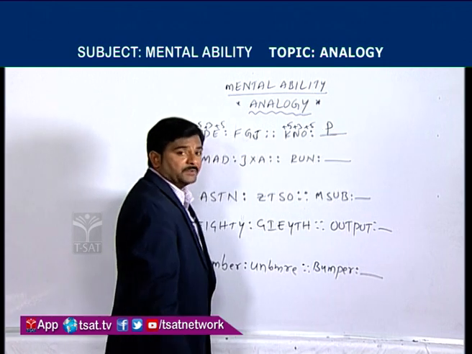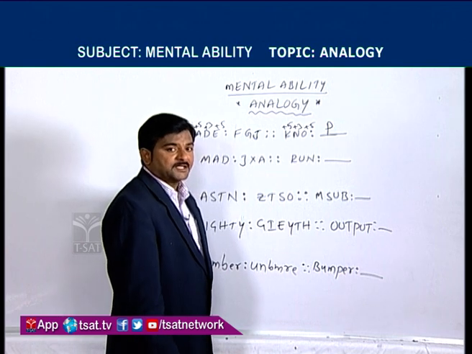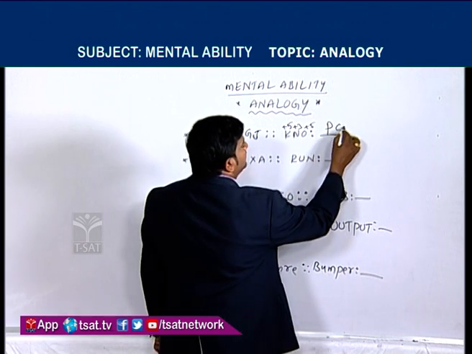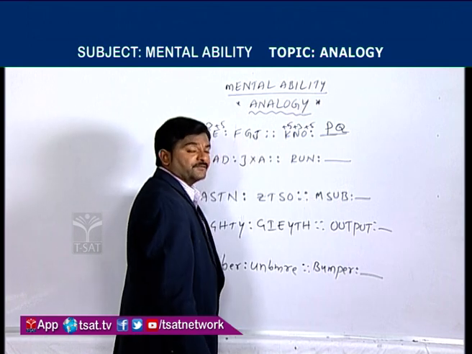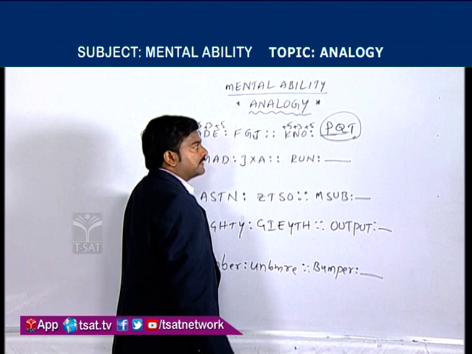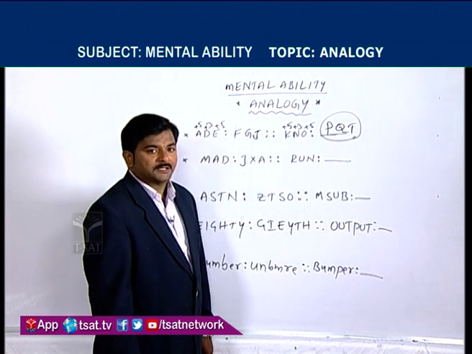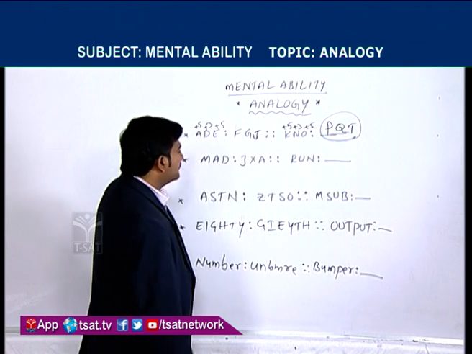16th one is how much? P. N means 14. 14 plus 3 means 17. Again 17th one is Q. O means 15. 15 plus 5 means 20. Hence the answer for the given question is what I am getting? P, Q, T I am getting. P, Q, T.